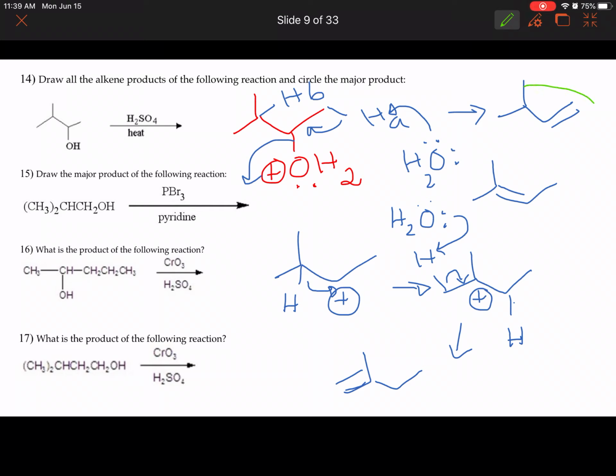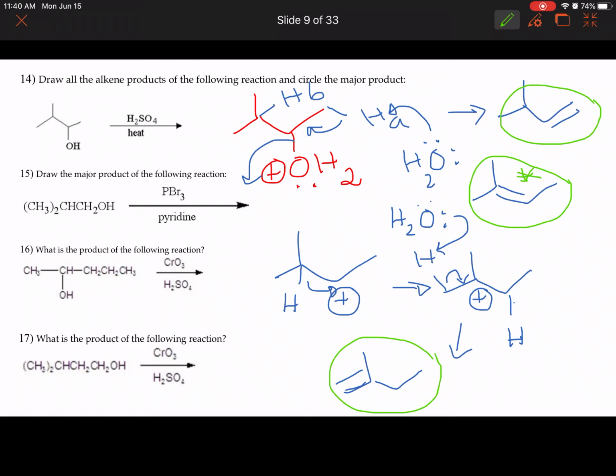This would be having only one substitution on the alkene. And this one has 3 substituents, 3 methyl groups. And this has 2 substituents on the alkene. So the alkene that's going to be more stable would be the one that has the most substituents. So this one is going to be the major product. Okay.